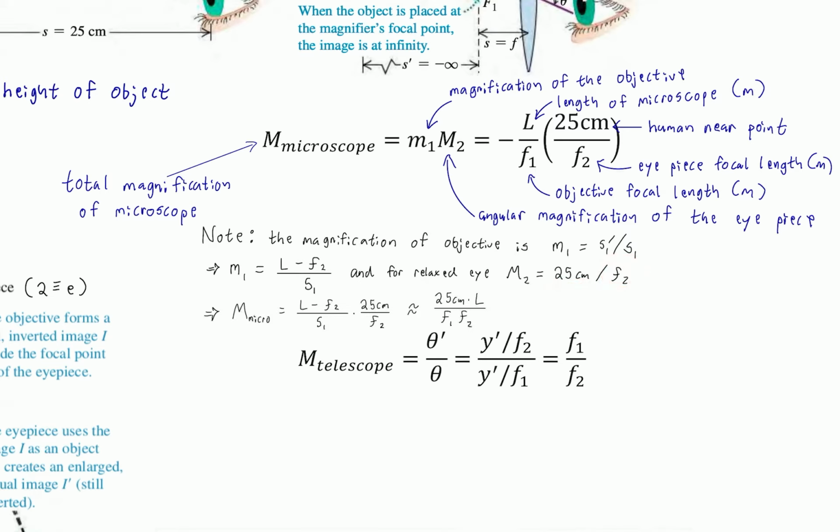All I've done here is rewrite M1 using this definition, and then I substitute that in. Then I'm going to do the same thing: I'm going to express the angular magnification of the eyepiece. It's just 25 centimeters over F2. Okay, so there that is, and then I'll make my key approximation.